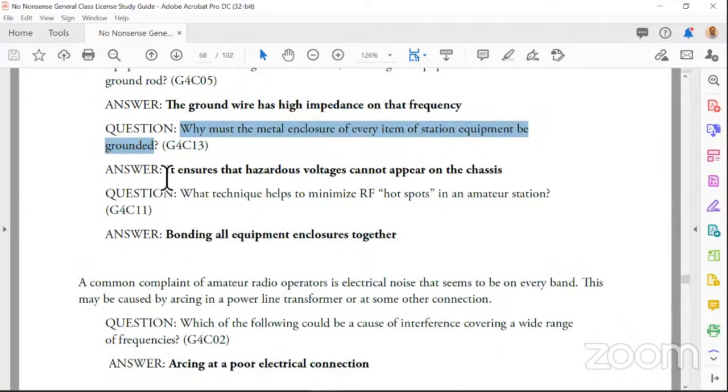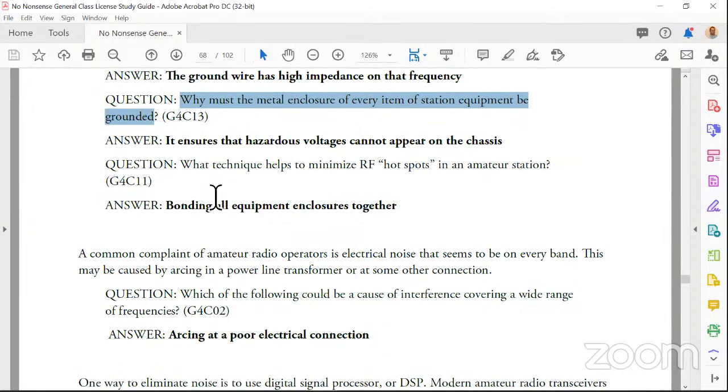All right. Why must the metal enclosure of every item of station equipment be grounded? Why must you ground every single piece of equipment? Well, again, it solves what we talked about a bit earlier too. It ensures that hazardous voltages cannot appear on the chassis or the body of the equipment. That's why you need to ground every single item in your station.